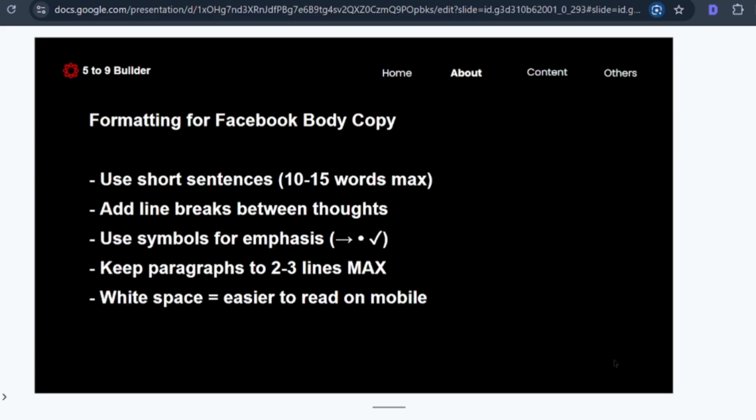Now, let me give you the formatting for Facebook body copy. The first thing you have to understand is you have to use short sentences. Because on Facebook, you don't have to write long sentences. Just keep everything short. And then you add line breaks between thoughts.